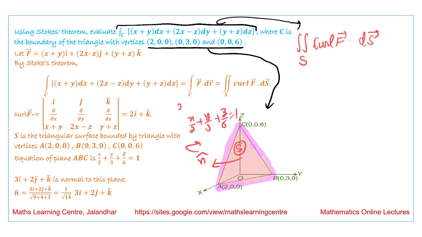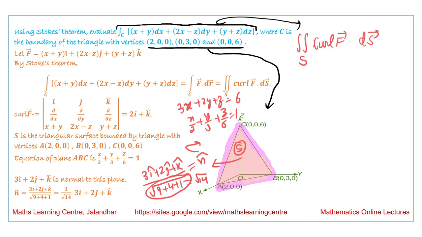So this gives us 3x plus 2y plus z is equal to 6. So the value of the normal that we have is 3i cap plus 2j cap plus k cap divided by square root of 9 plus 4 plus 1, and this value is equal to square root of 14.